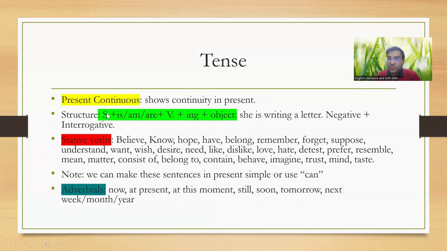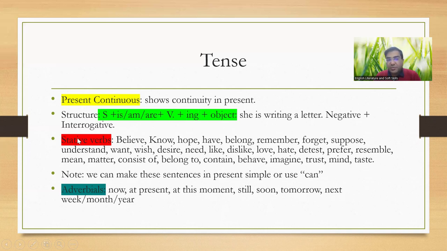If the singular subject is there, you have to use is. If the subject is I, then you have to use am. And with a plural subject, you have to use are. Then verb first form plus ing. She is writing. Write, we have put in the verb write plus ing, that becomes writing. Writing what? She is writing a letter. Letter is an object. So if you want the negative, she is not writing a letter. The interrogative sentence is, is she writing a letter?